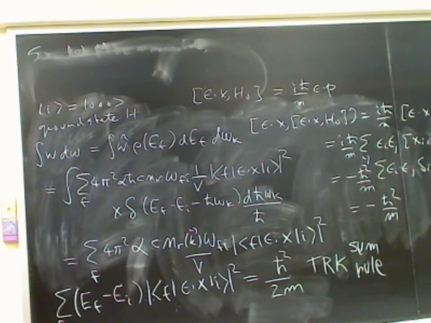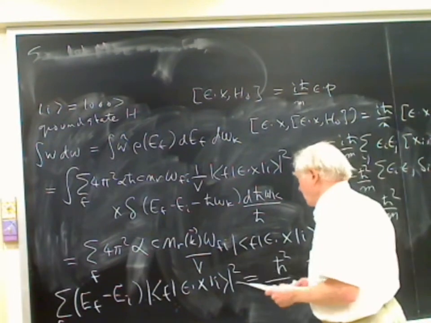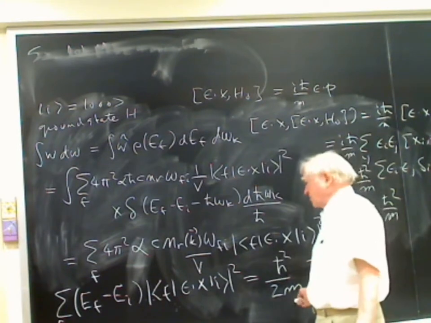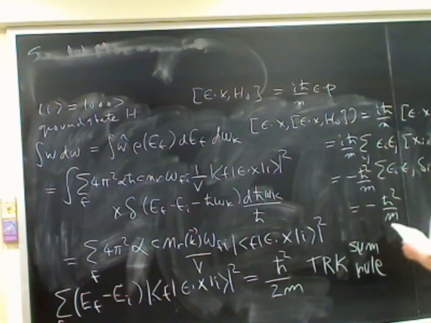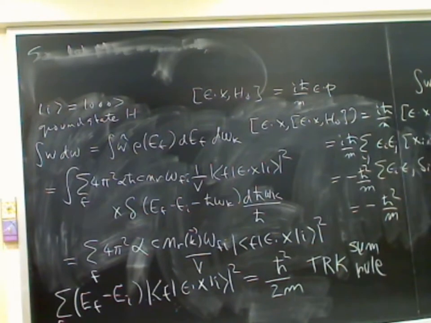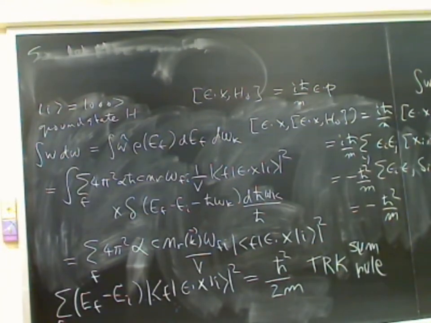And they typically come from either unitarity or some completeness relation. Okay. So that's the Thomas-Reiche-Kuhn sum rule. Now, this thing that we've got here, we've got this sum, omega fi times this thing. All we do is replace it by h bar squared over 2m. And when we do, we get the integral of w d omega is equal to 2 pi squared over m alpha h bar c n sub r of k, 1 over v.